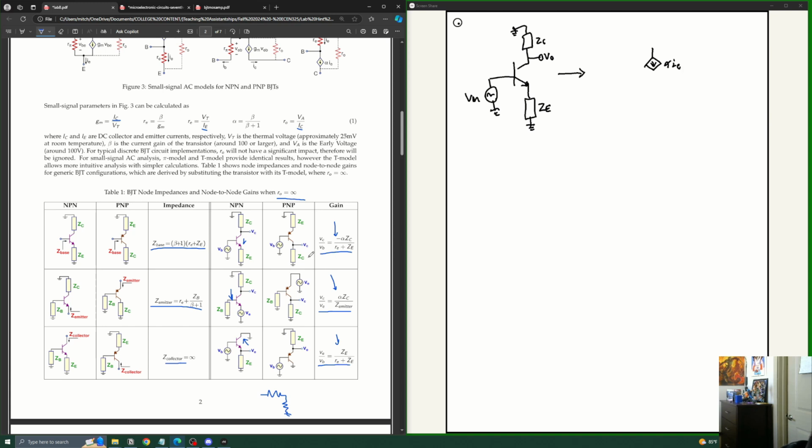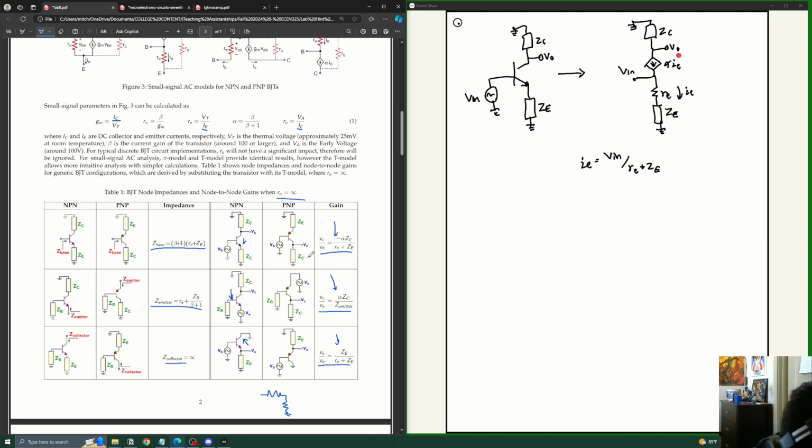So you have alpha IE is equal to VO. You have Z collector, Vn, RE, which is also part of the small signal model, and we have the emitter impedance. And from these equations, we can recognize that IE is equal to the input voltage across these two resistors because they're in series. So RE plus ZE.